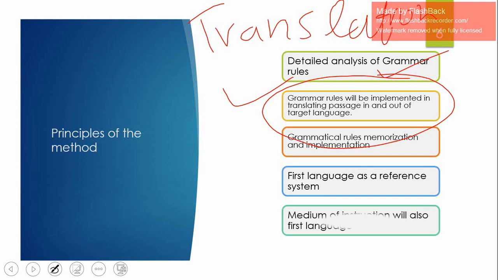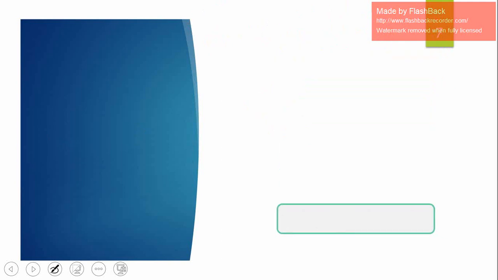Next is medium of instruction will also be first language. So the reference system will also be the first language, and as the medium of instruction, the teacher will use the first language to teach you the second language. It seems funny that you're teaching the second language but you're still using the first language, but this was a principle introduced in this method. So no more labor by the teacher to present the lecture in the second language. He or she can use the first language to teach you the second language.